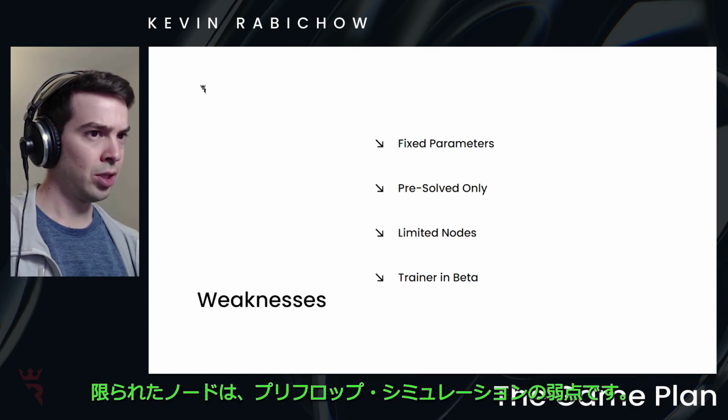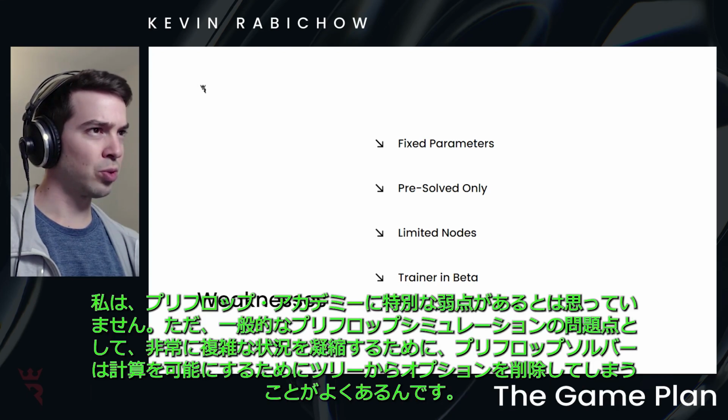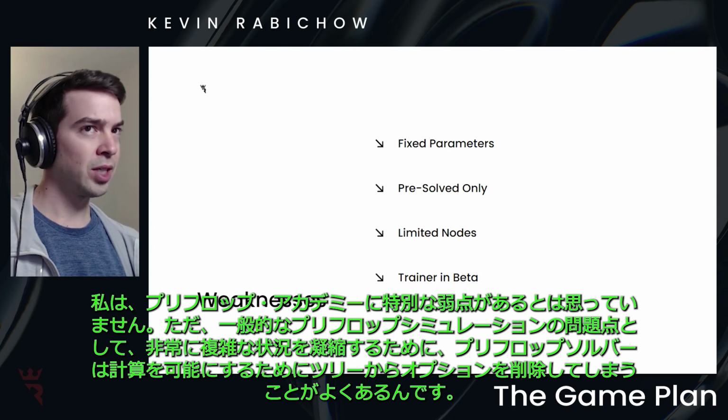Limited nodes is pretty much a weakness of any preflop simulation. I don't think that Preflop Academy has a particular weakness here, but I'm just talking about the problem with preflop simulations in general. A lot of times, in an effort to condense a very complicated situation, preflop solvers are eliminating options from the tree to make the calculation possible.